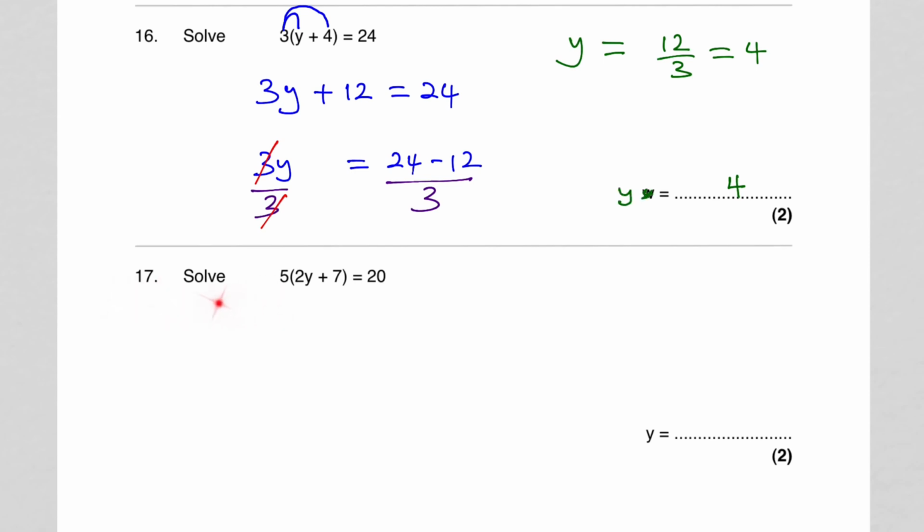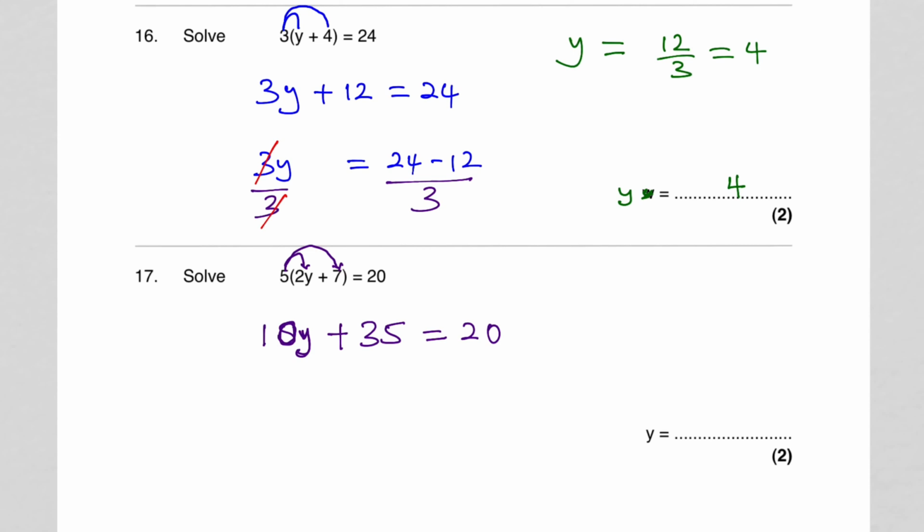Question 17. We need to solve a similar problem. We need to expand, then collect like terms, and then simplify. So that would be 5 times 2y. 5 times 2y is 10y. 10y plus 5 times 7 is 35. And that equals 20.